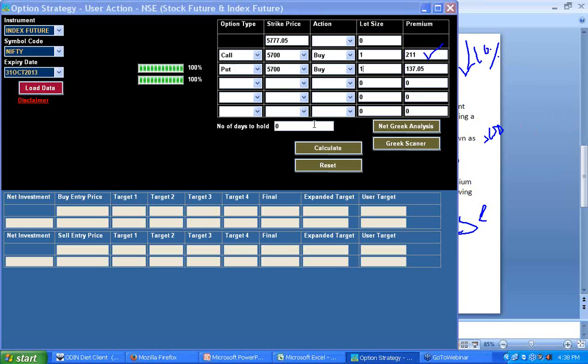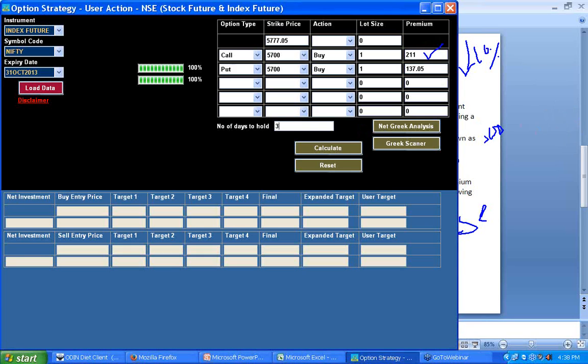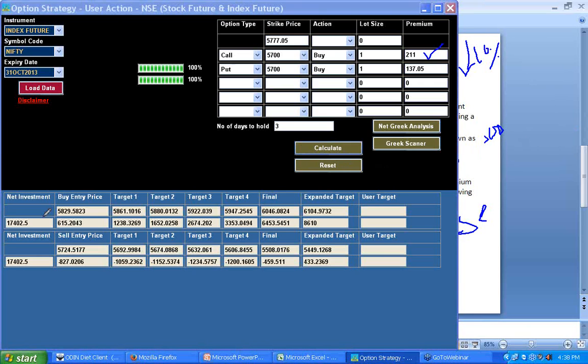I need to hold this trade for a 3 days period. So I have given all the inputs required by this strategy, and I need to hit the calculate button. During this 3 days period, my Nifty is going to touch the level of 5829 or 5724. This is the first level. If it is penetrated, then during this 3 days period I may expect a maximum of 6104. These are all 1 levels specified for the volatility.